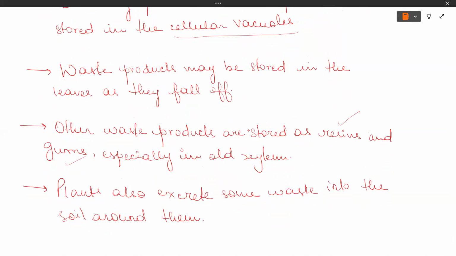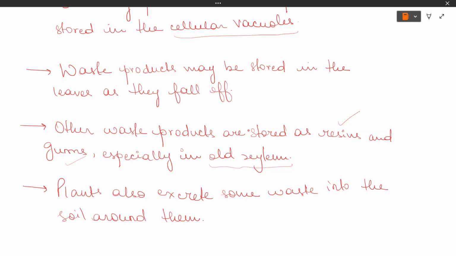Now, other waste products are stored as resins and gums. They are stored in the old xylem. In huge trees, the waste products are stored as resins and gums. So they are not needed by the plant. They are like a sort of waste product. But we use it, isn't it? Gums and resins. Us humans, when we exploit the trees, we cut them and then we use all this stuff.